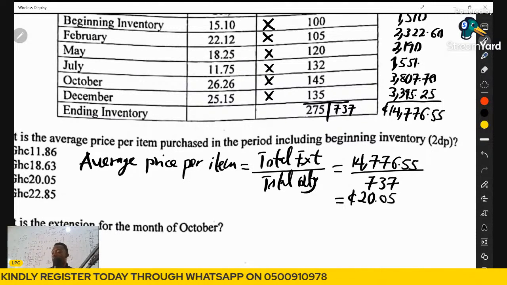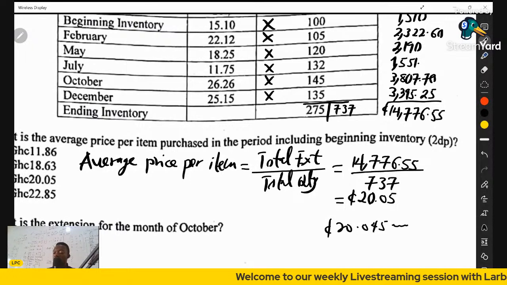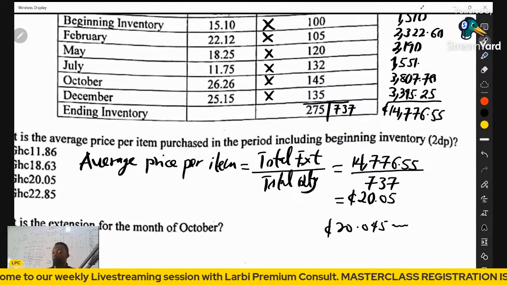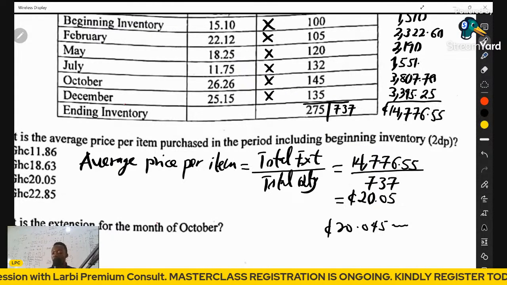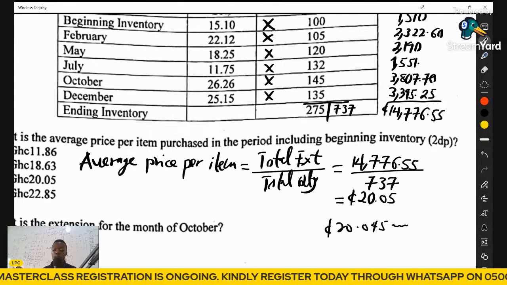20.05. You're going to get something like this. I think 20.04, 5, something. I mean, those values there. So since you're asked to correct to 2 decimal places, we just round the 5. That should be added to the 1, making it 5. So that becomes 20.05. And that should be the average price per item under consideration. And I believe that is perfect.